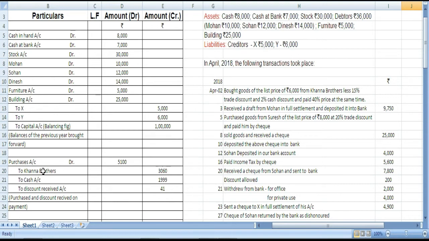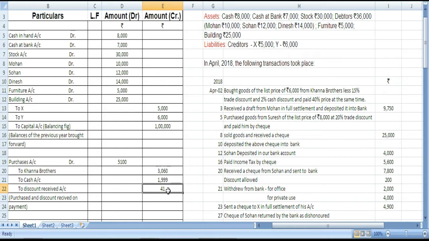So, Khanna Brothers has given us goods, he is the giver, and still the amount due to him is 3060. Then we write the cash account, cash goes out, so we are crediting. The cash which is going out after the discount of 41 rupees is 1999, and then we received a discount because we are purchasing.